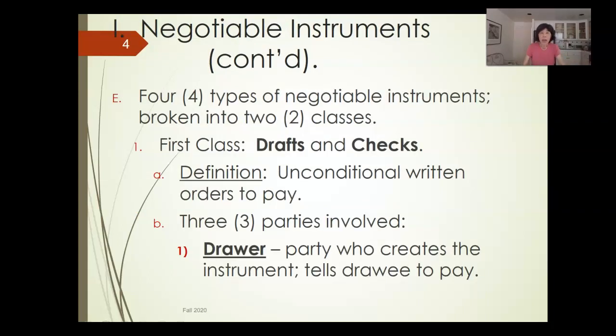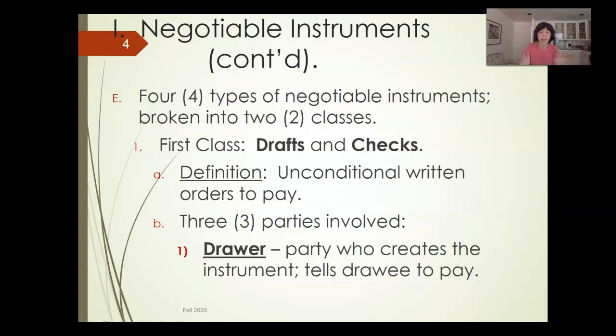Now let's take a look at 4 types of negotiable instruments. These are your standard 4 types. We break the 4 types into 2 separate classes. So we'll take the first class where we have drafts and we have checks. Essentially, drafts and checks are about the same. So I'm going to spend time looking at a draft with you here. But while you're thinking about that, you'll recognize elements of the check.